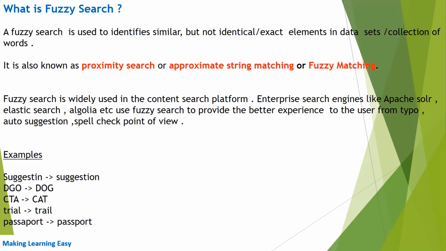Suppose you are typing DGO, the search engine or any search platform would give you DOG. So it is like a typo. You are typing CTA, the search platform would give you CAT. These are some examples where fuzzy search is used.